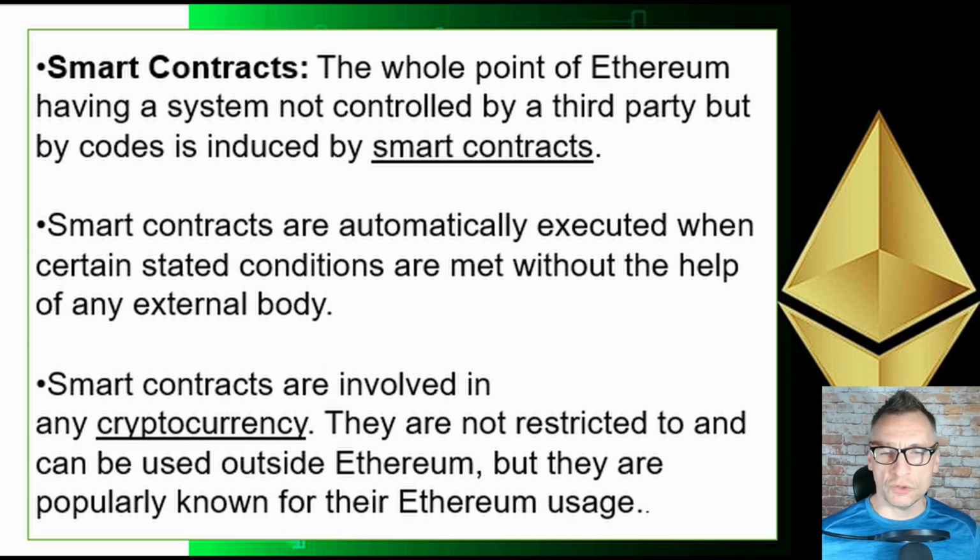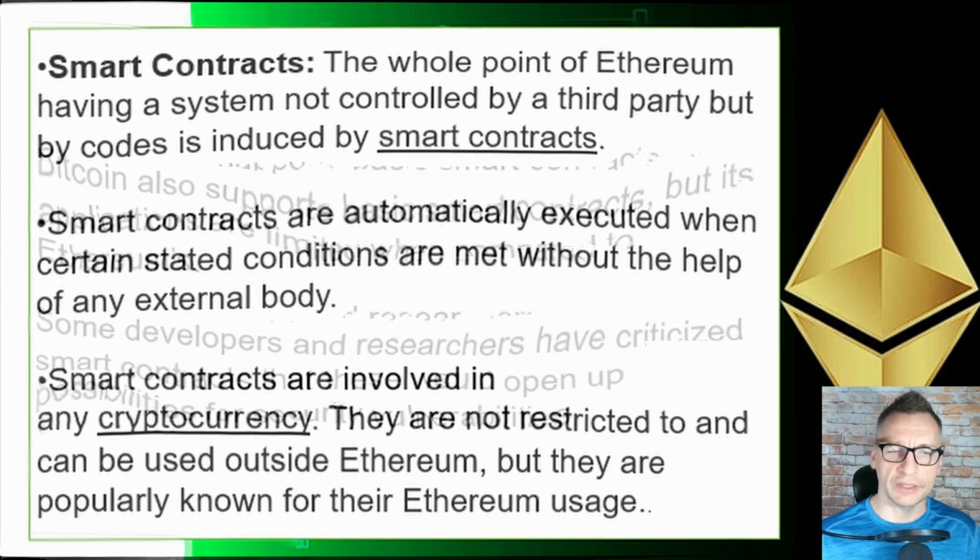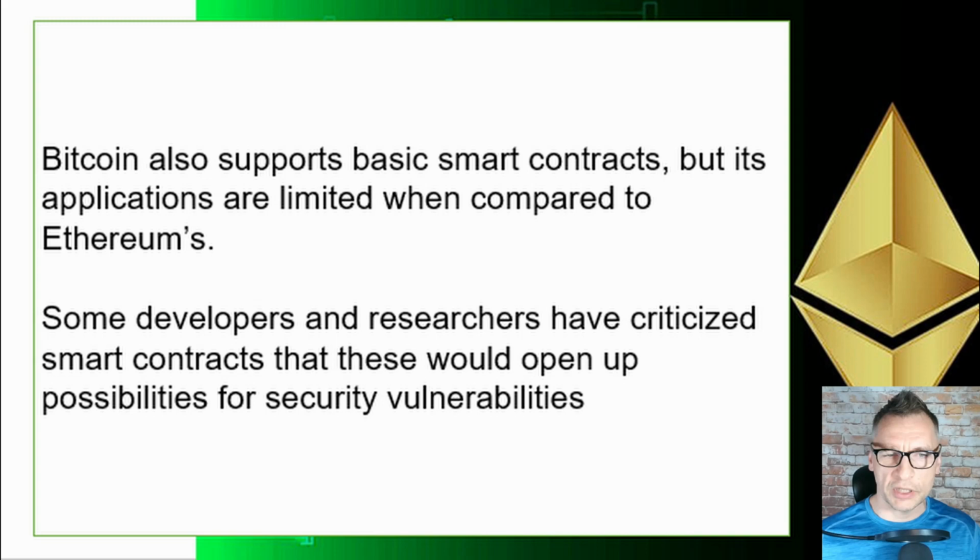They are not restricted to and can be used outside Ethereum, but they are popularly known for their Ethereum usage, because Ethereum was the first blockchain that developed smart contracts. And again, they have been used since by many other cryptocurrencies, by many other blockchains, which are building similar ecosystems. And I guess they're trying to improve upon what Ethereum has already done. Some developers and researchers have criticized smart contracts, that these would open up possibilities for security vulnerabilities. And that's precisely what I was saying just a second ago.